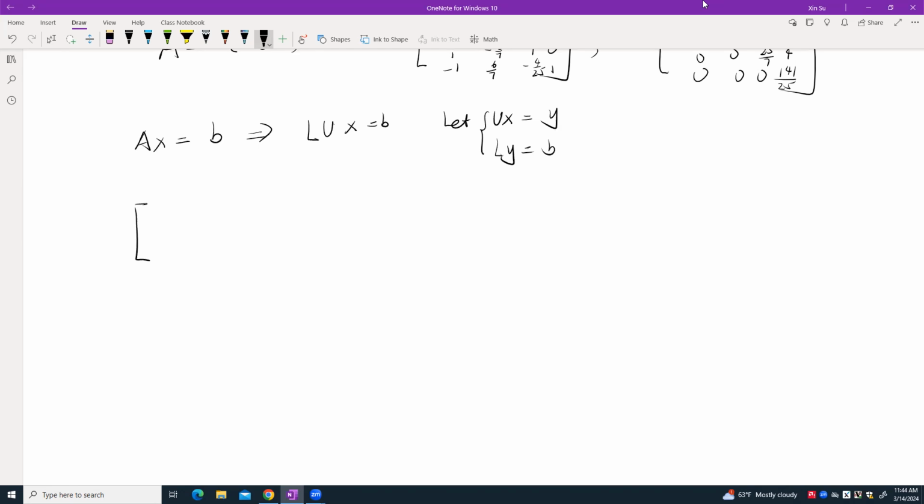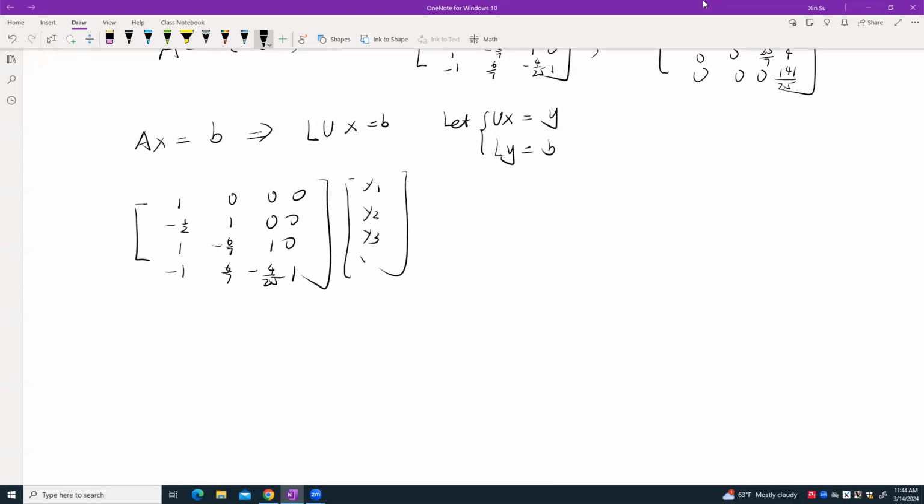So for the L, it should be the rows 1, 0, 0, 0; negative 1/2, 1, 0, 0; 1, negative 6, 1, 0; negative 1, 6, 1, negative 4, 25, 1. Then you have the Y vector, Y1, Y2, Y3, Y4, and we let it equal the B vector, 1, 2, 3, and 4. For the first step, we use the forward process because it is lower triangular. From row 1, Y1 is just equal to 1.